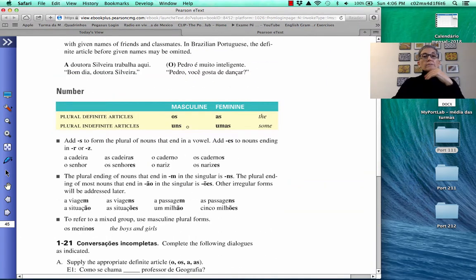And now here, the plural, as we have discussed, okay? So, add s to form the plural and es to nouns ending in r or z. So we have some of that. I have given you some examples already, right? So a cadeira, plural, as cadeiras. O senhor, os senhores. So if it ends with an r or a z, you have to add es. O caderno, os cadernos. O nariz, the nose, os narizes. And notice here, okay? Uns, umas, the translation is some.